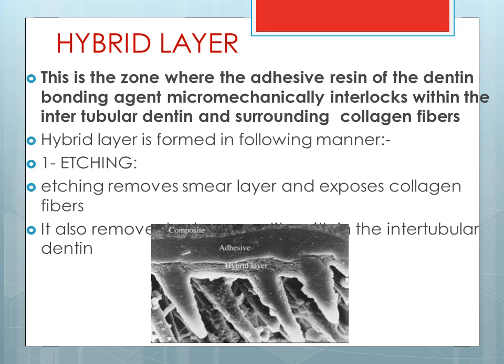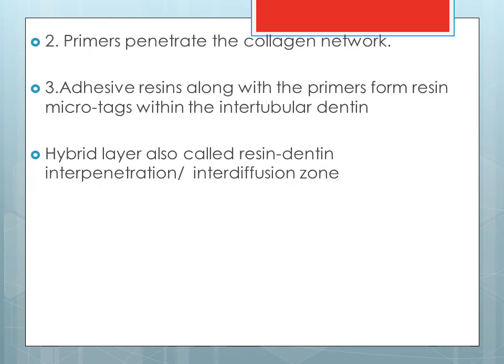So as you can see from this picture, there are three layers. The top one is the composite layer, then is the adhesive, and then the hybrid layer. So the hybrid layer is basically the layer between the adhesive, the etched enamel and the resin tags. So it's a tri-layer. The primer penetrates into the collagen network. Adhesive resin along with the primer forms resin tags, and this is called the hybrid layer, also called the resin dentine interpenetration or interdiffusion zone.